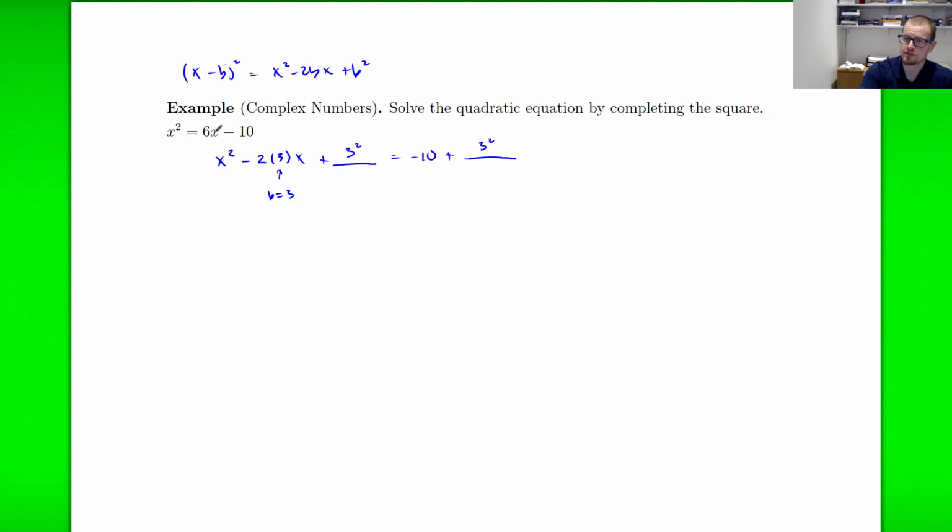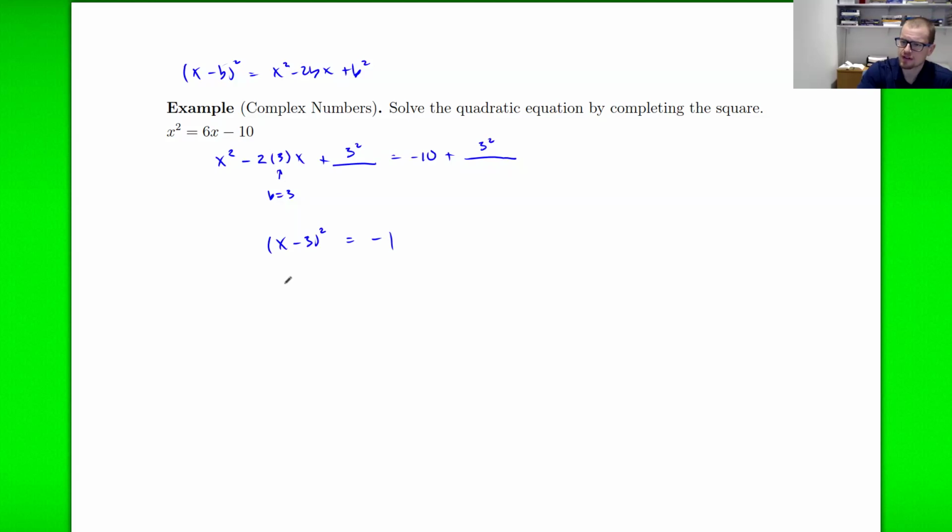So I'm going to observe that 6x can be written as 2 times 3. 2 times b. 2 times 3. That identifies the b value of 3 for us. Excellent. The left-hand side, therefore, is x minus 3 squared is equal to -10 plus 9 is a -1.